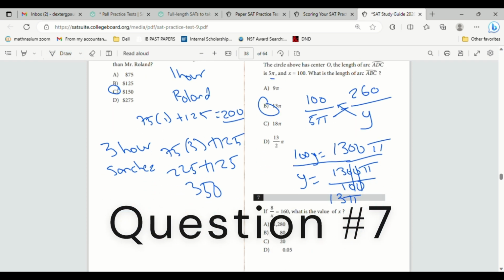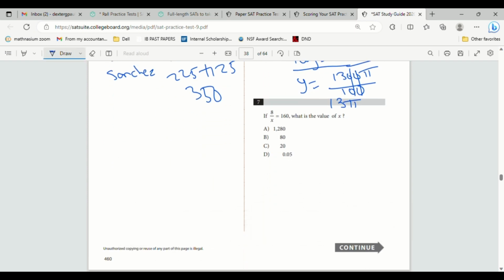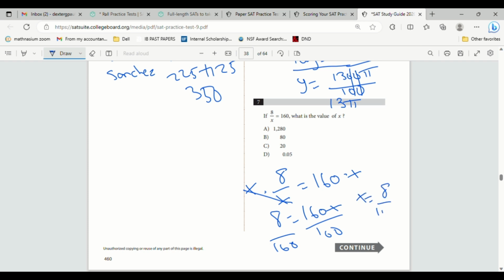Number 7, if 8 over x equals 160, what is the value of x? So we have 8 over x equals 160. We can multiply both sides by x. Cancel that here. 8 equals 160x, divided by 160 on both sides. And we see that x equals 8 over 160, which is a fraction, so it's less than 1. So the only choice between a, b, c, d that's less than 1 is d. So 7 is d.